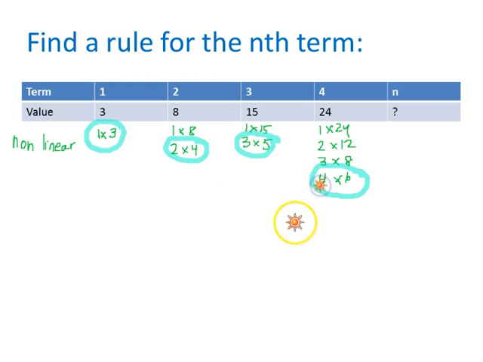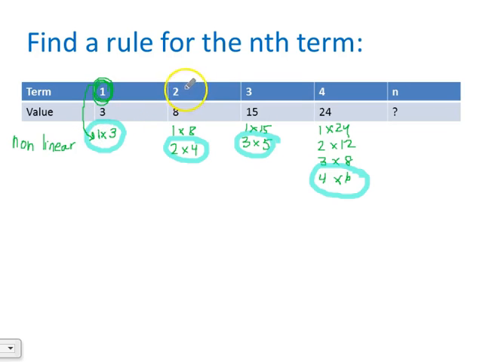Now we have to look a little bit closer to actually come up with the pattern that's going to relate the term to the value. I'm going to keep those, actually. Let's change here. We want to see what the pattern is between our term number and our first factor.